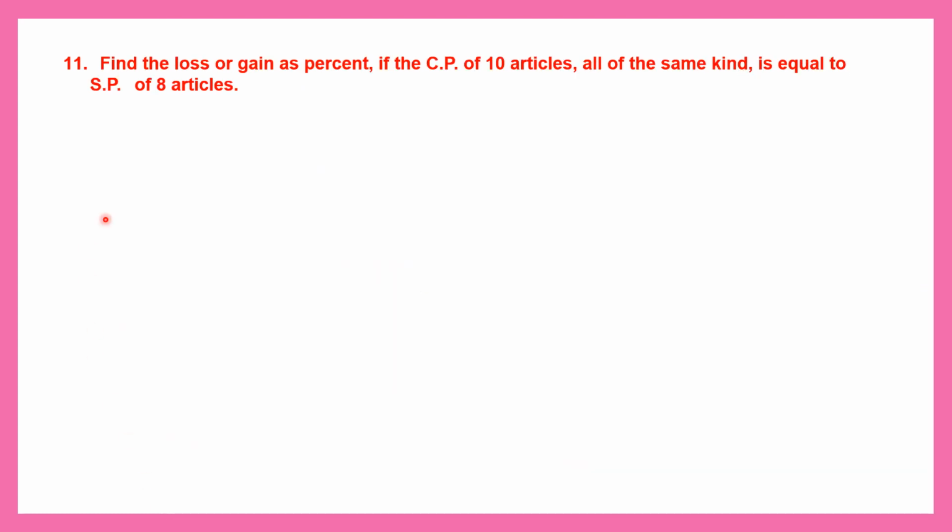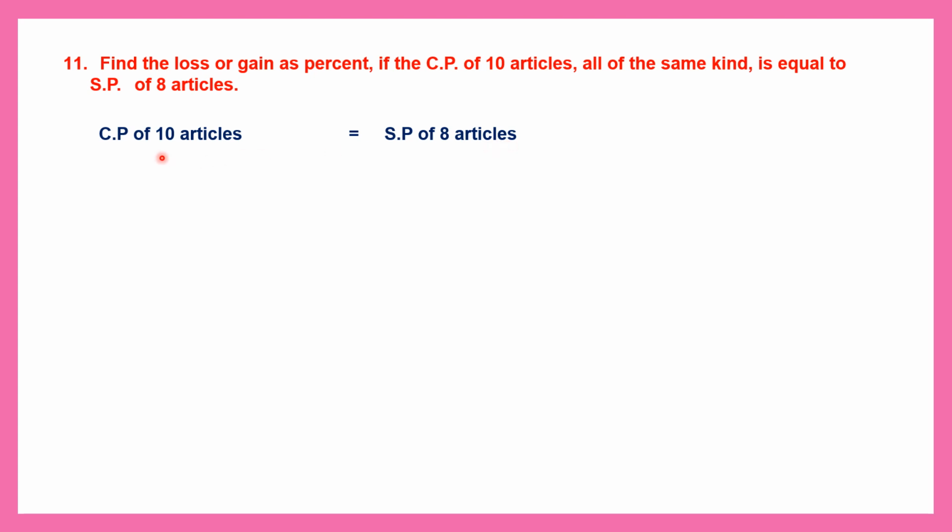Question 11. Find the loss or gain as percent if the cost price of 10 articles, all of the same kind, is equal to the selling price of 8 articles. So here what does it say? Cost price of 10 articles is equal to the selling price of 8 articles. So let's write that down. Cost price of 10 articles equals selling price of 8 articles.